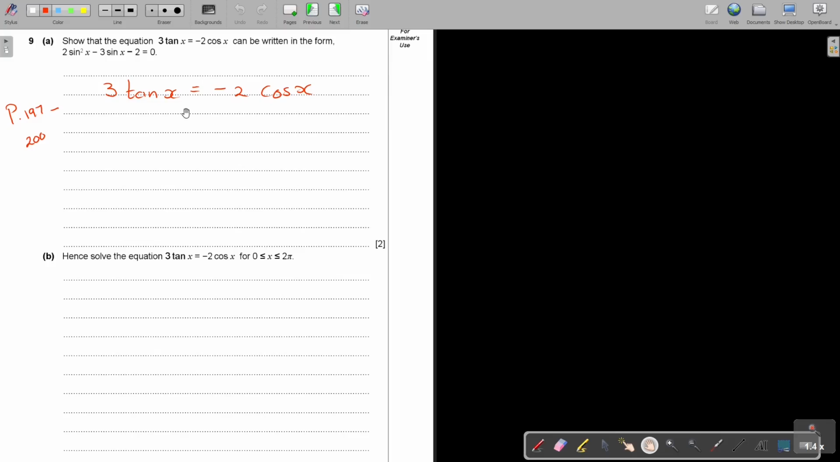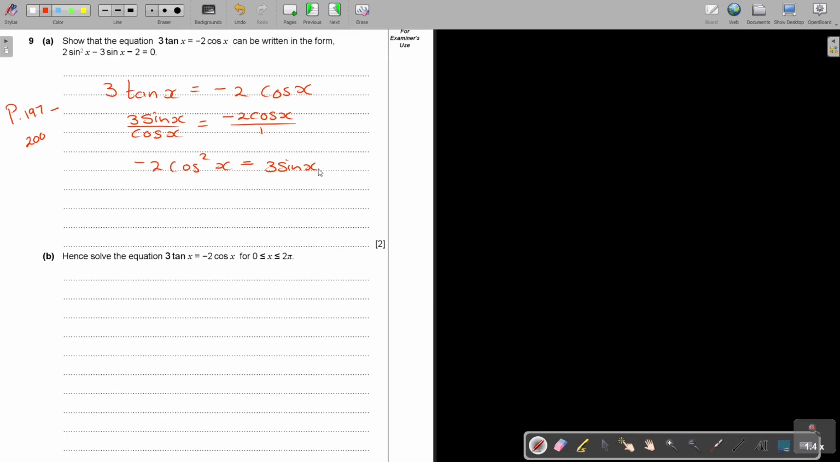Okay, almost there. So we start by that. So we keep the 3 on top. So sin x over cos x, and negative 2 cos x over 1. Okay, then cross multiply. And if I cross, I get negative 2 cos square x is equal to 3 sin x. And unfortunately, I have to go again.